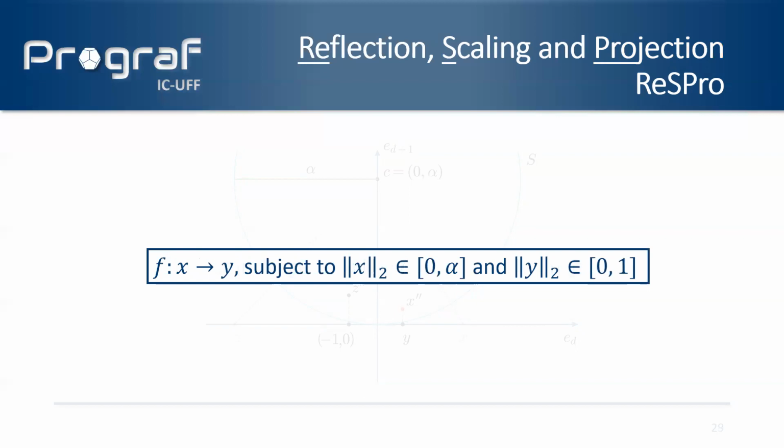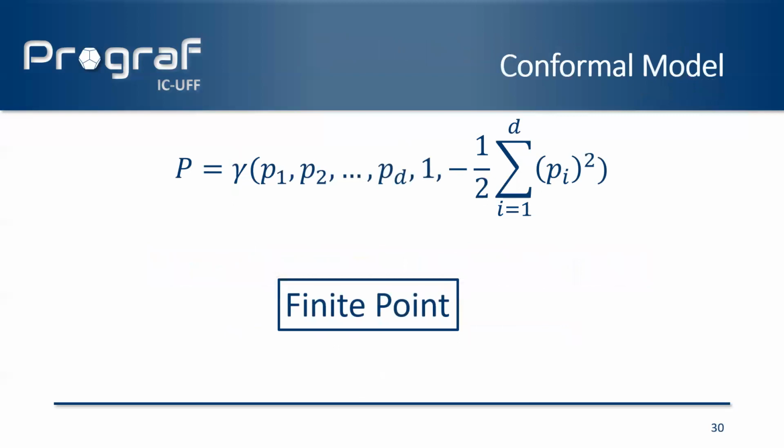We can generalize this aspect considering that the aggregation of these transformations define a function that maps X into Y, subject to the squared norm of X being between 0 and alpha, and the squared norm of Y being between 0 and 1. Great, but how can we include these extra dimensions and model these reflections in a linear way, but with this nonlinear behavior? We resort to the conformal model of geometry.